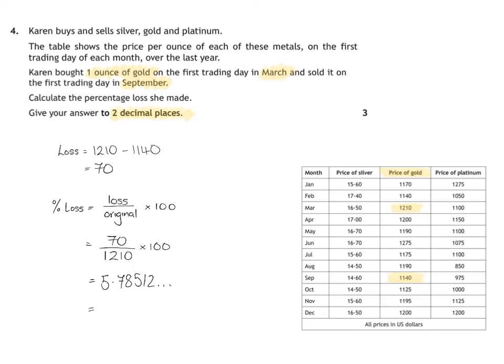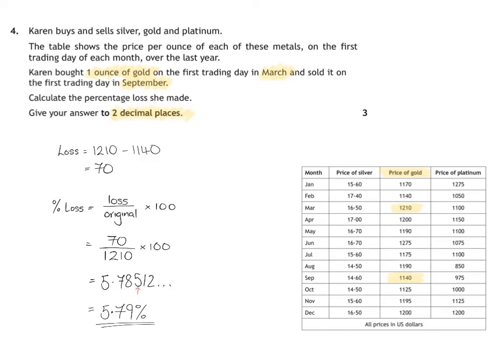So that's saying we need to look at this third one here. So it's asking, is this closer to 5.79 or 5.78? And with the 5 there, it's closer to the higher one. So we get 5.79% as our loss.